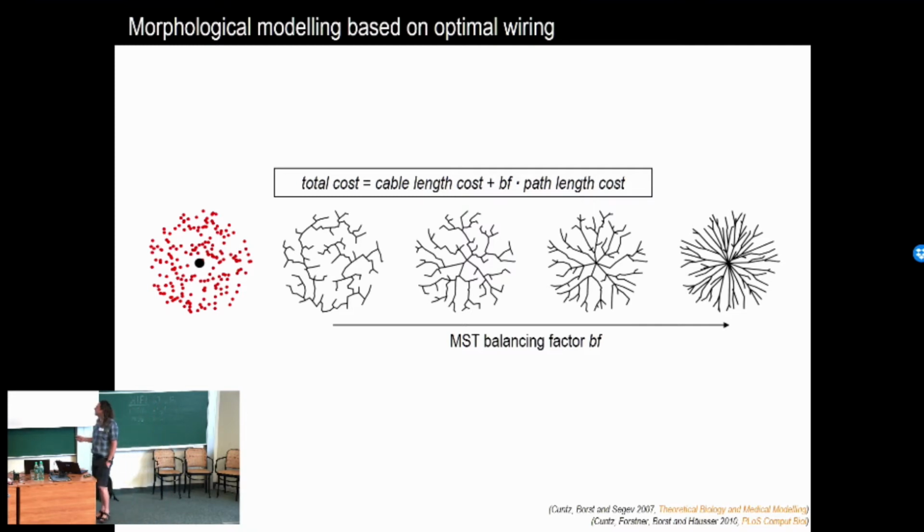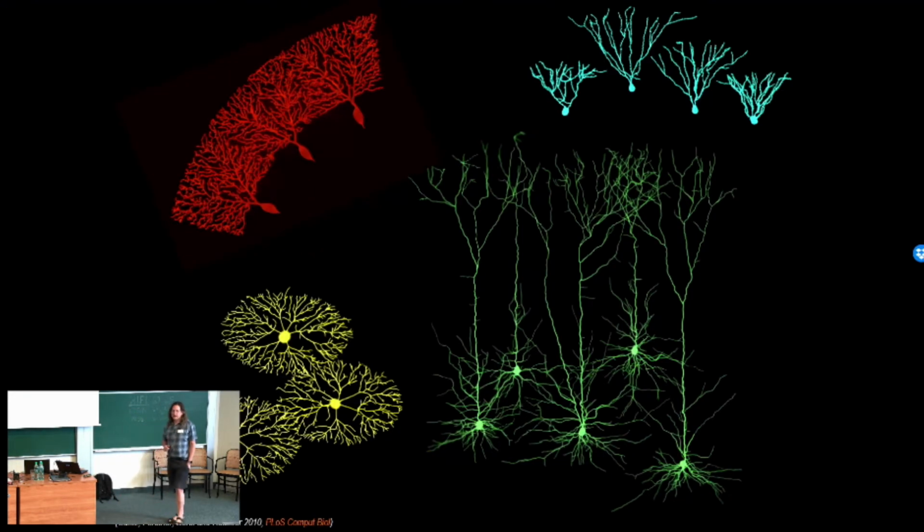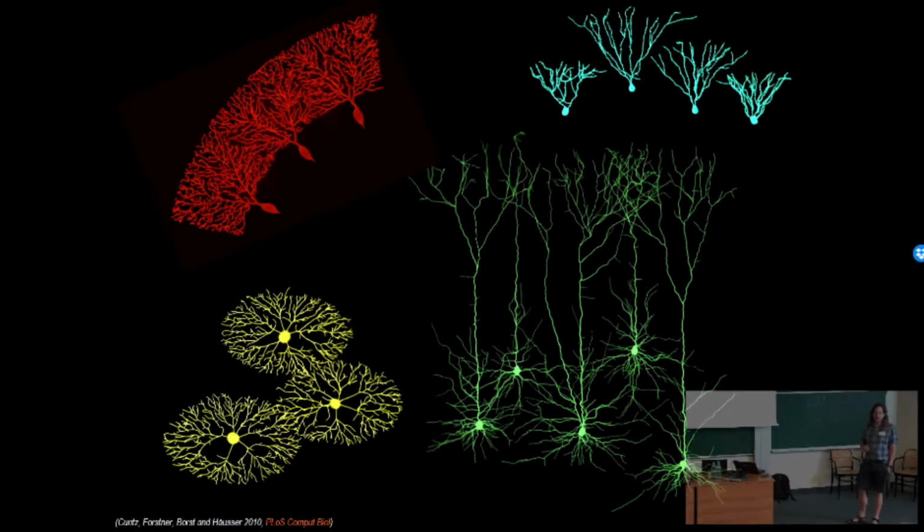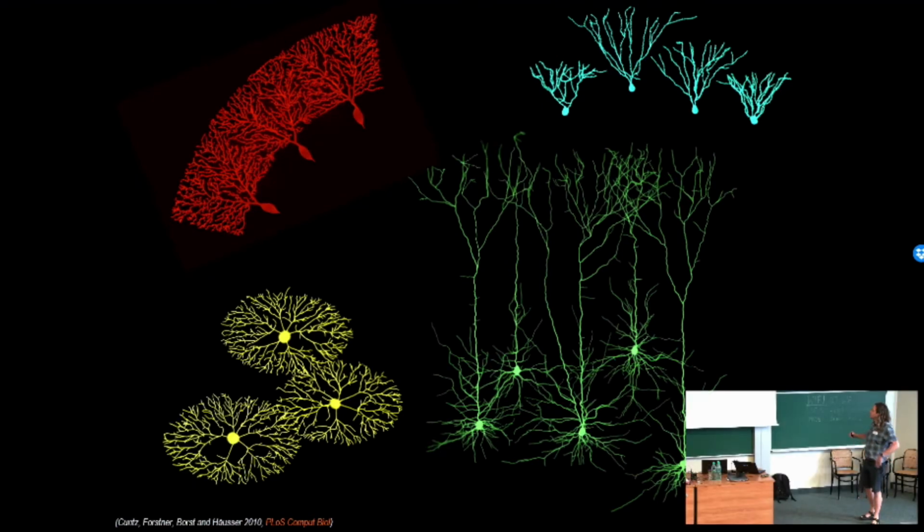Okay, so if we assume that we know these targets, if we distribute the targets appropriately, and then we use simply this one algorithm, very, very simple, it's very fast also to calculate, we are able to reproduce morphologies of a large variety of dendrite types. For example, these granule cells in the dentate gyrus that have obviously very high balancing factor.